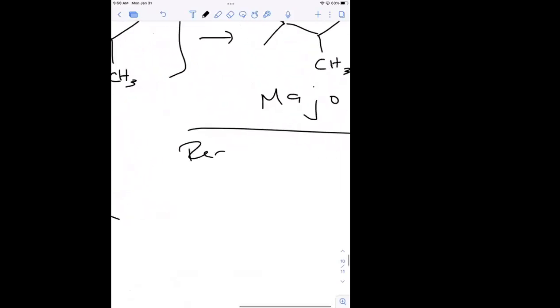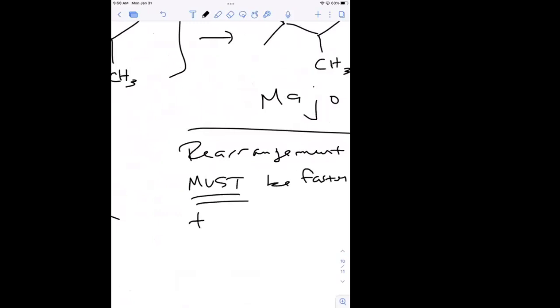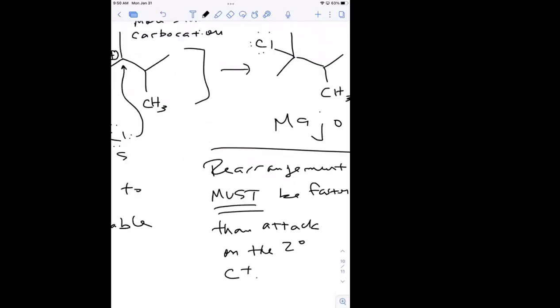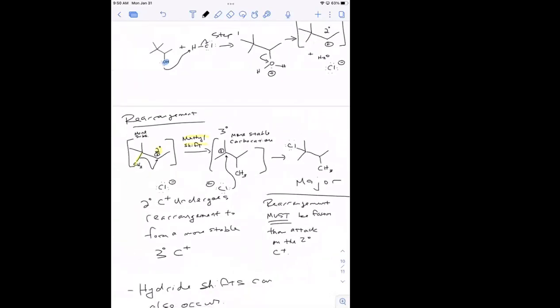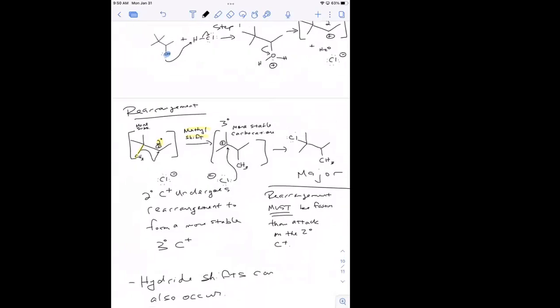So let me write that here. All right, so rearrangement must be faster than attack on the secondary carbocation. That's why you see that observed product. And the whole purpose behind rearrangement, again, is to go from a less stable state to a more stable state. All right, any questions about that? No questions. All right. We're gonna stop here.